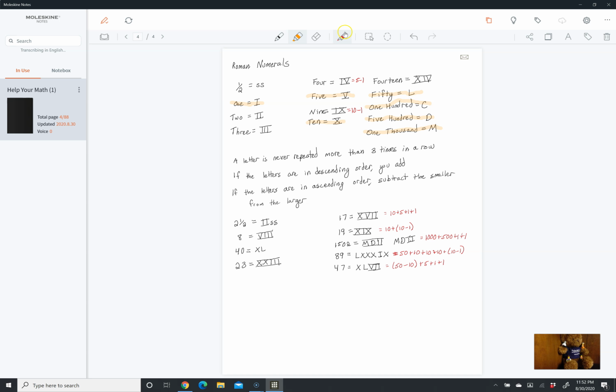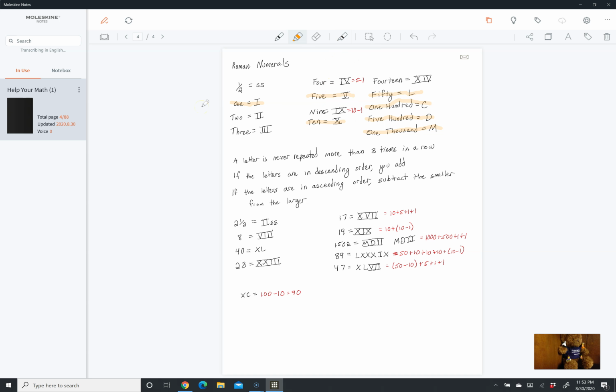Let's say that we have XC. So if we look at these, the X comes before the C, right? X is 10, C is 100. So because they're going up in value, we subtract. So this is 100 minus 10, or 90, okay? Because we're going up in value as we go left to right.